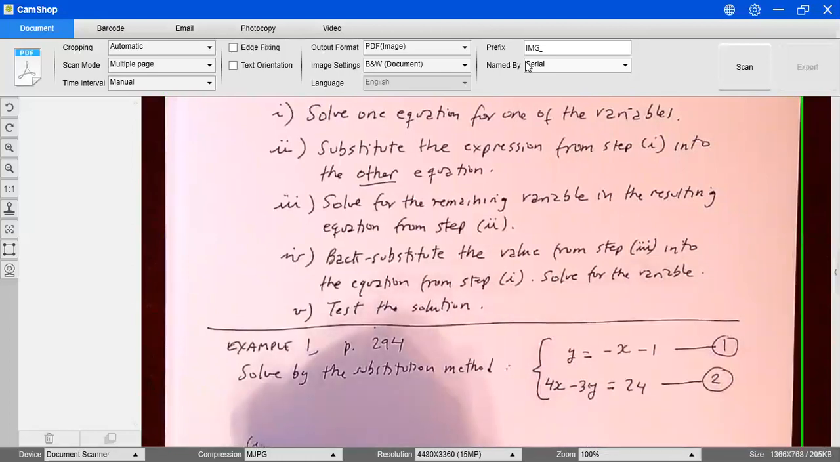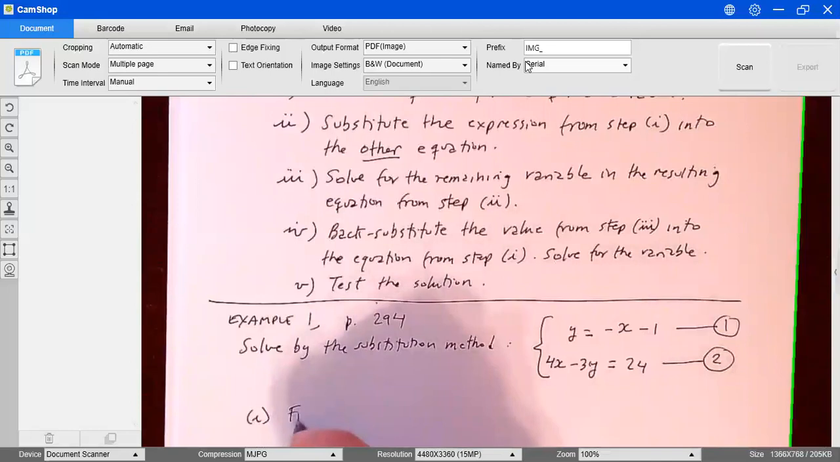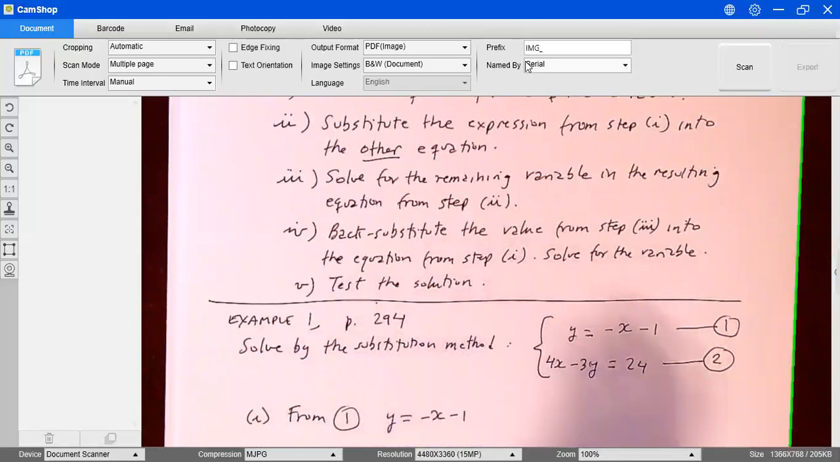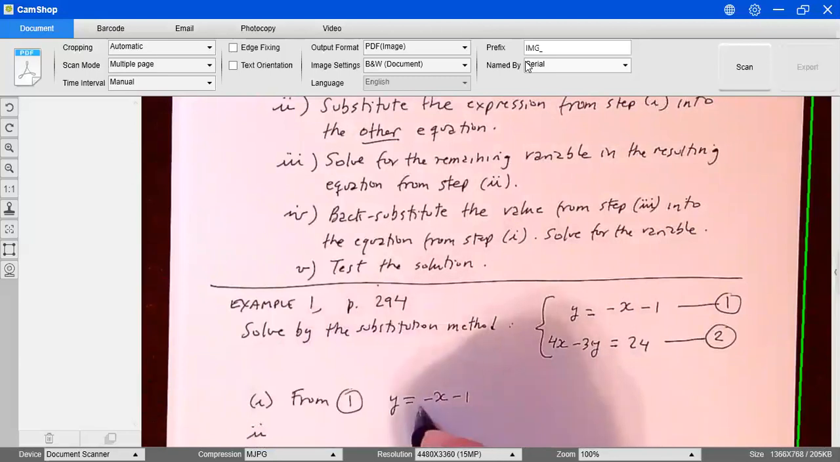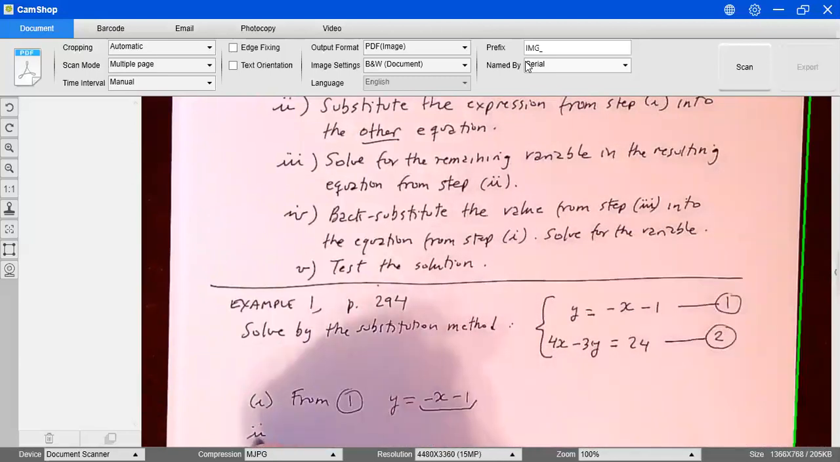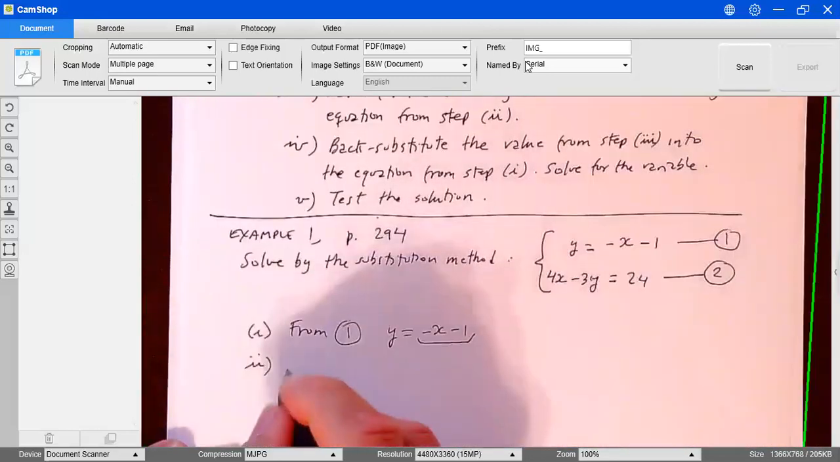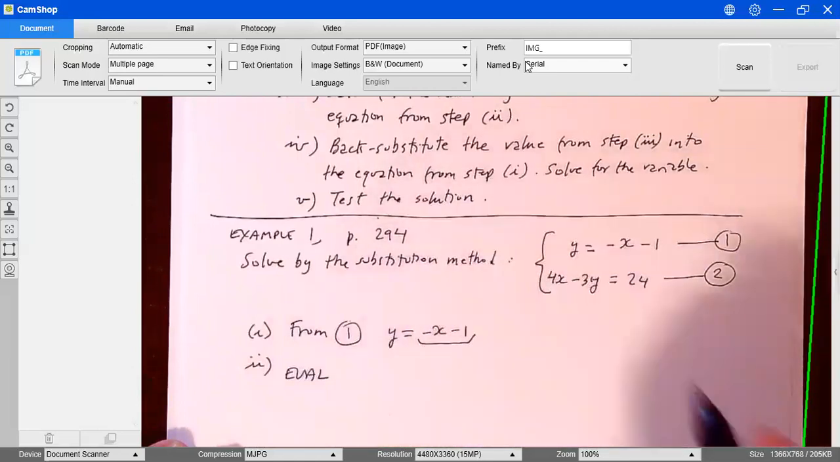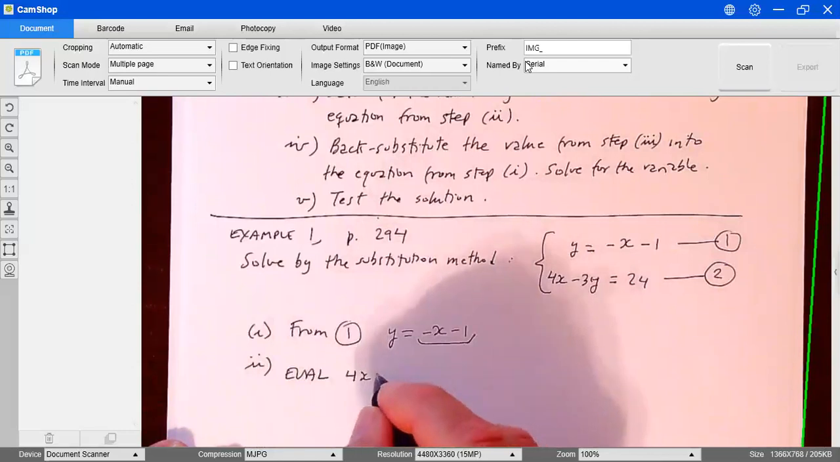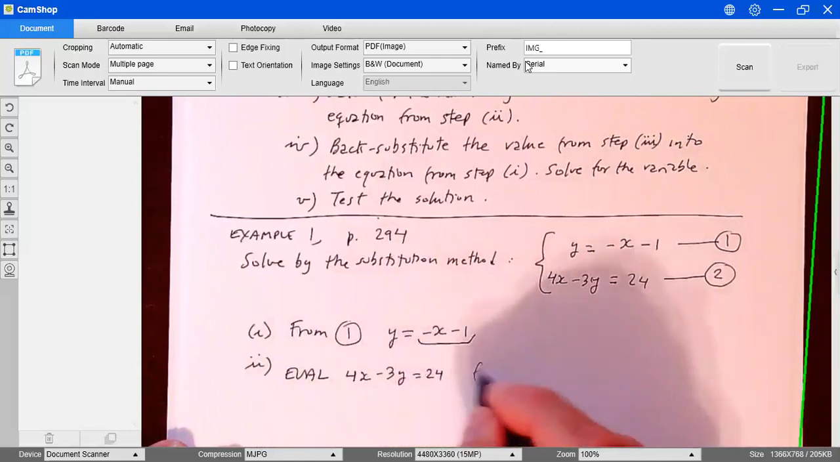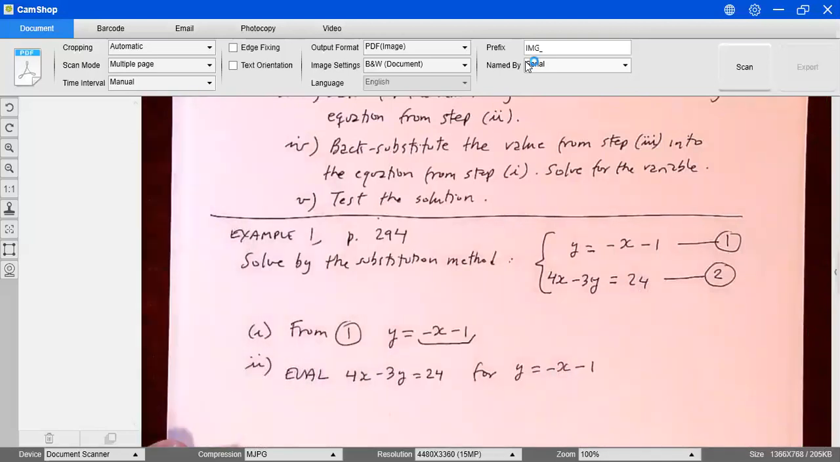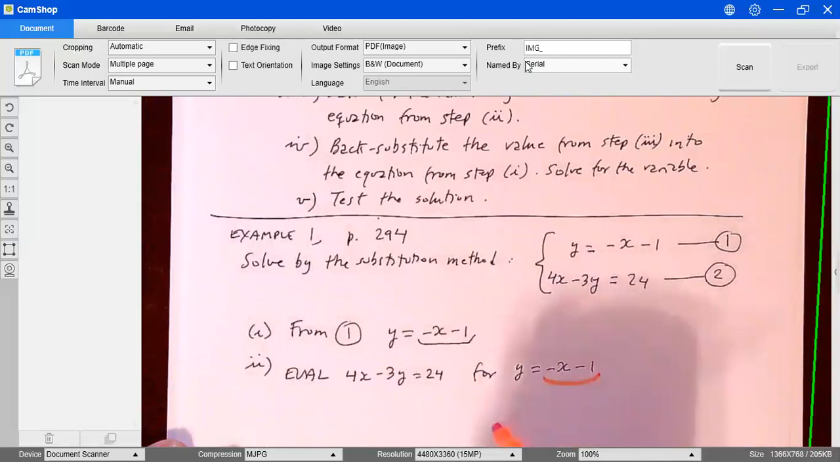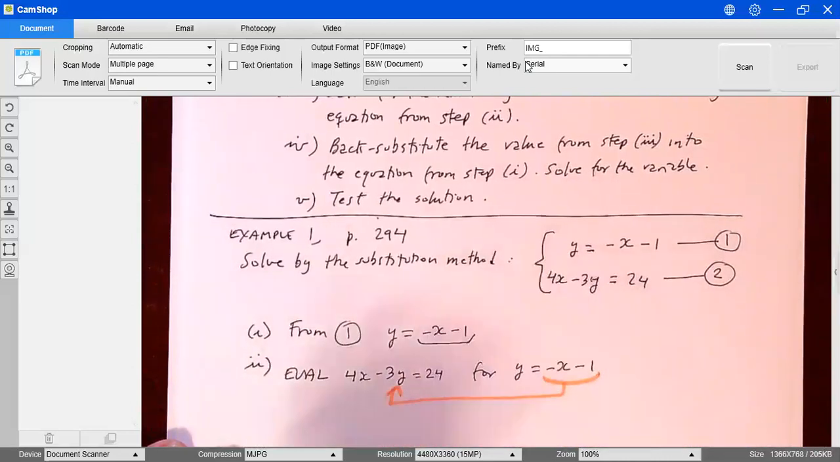So my first step is just very easy. You just need to pick from equation 1. You have now the equation solved for y. So now you're gonna substitute this expression into the other equation. So that's a substitution. You're gonna evaluate the other equation, 4x minus 3y equals 24, for the value of y that you have from the first step. So you're gonna replace y with negative x, negative 1.